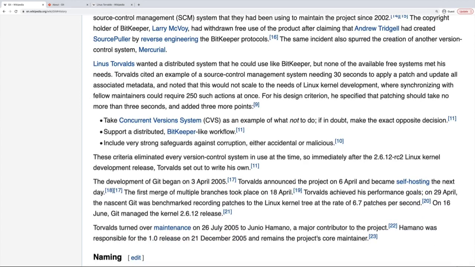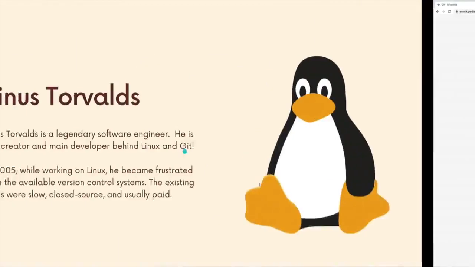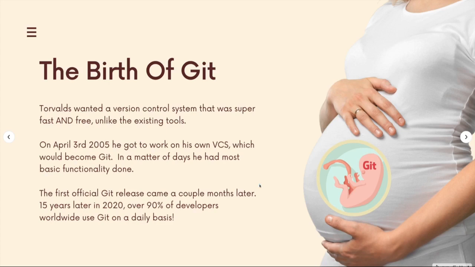And he spent most of April 2005 just writing code to make Git himself. It's a very impressive effort. So he was unhappy with the existing tools. He got to work. He said, I'll do it myself. And that turned into Git. In just a matter of days, he had the basic functionality done.